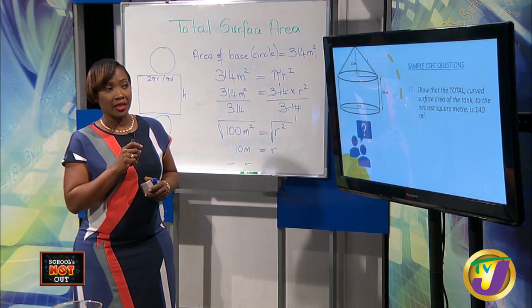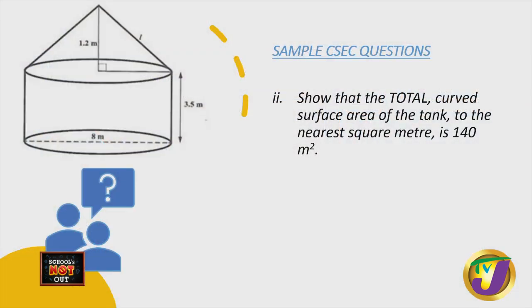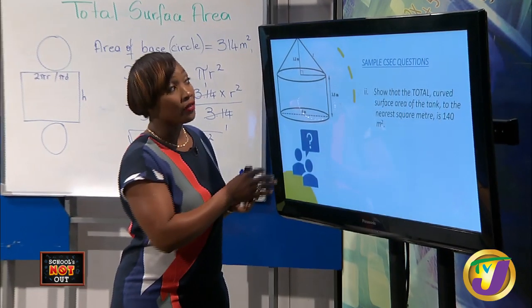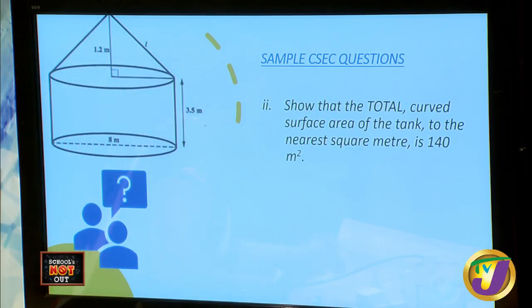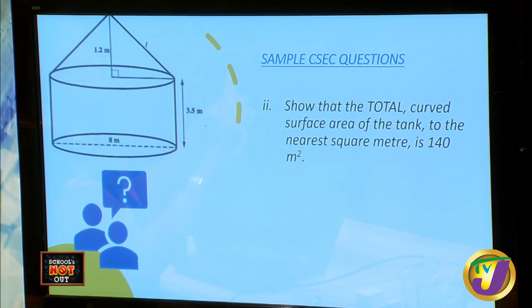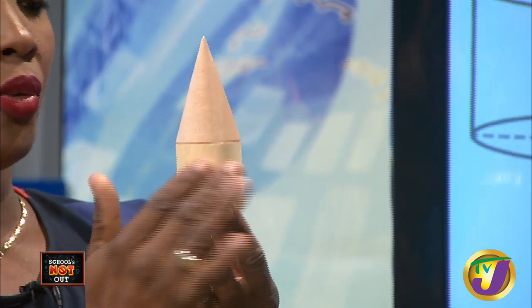And then this part now would take us to show the total curved surface area of the tank to the nearest meter is 140 squared meters. Now let's discuss this a little. What is a total curved surface that we're looking at? So for this particular shape or solid that we're looking at, you'd have this curved surface here. Let's make the shape for those who are very visual. It's pretty much this. And we're looking at this curved surface along with this.